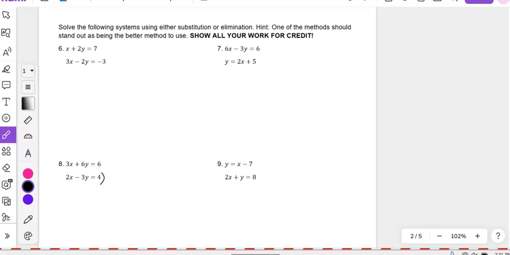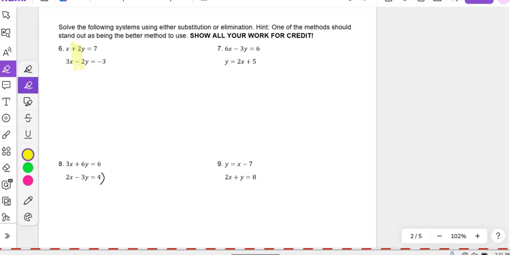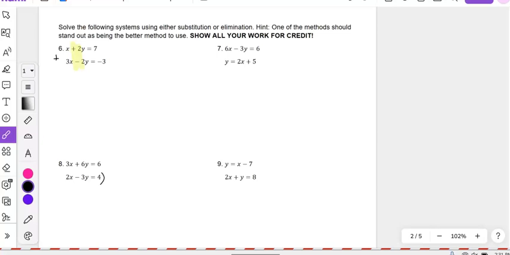So this first one is x plus 2y equals 7, 3x minus 2y equals negative 3. I'm going to look for coefficients, the numbers directly in front of the y's. I can see here that they're the same, and I can see that it's opposite signs. So then that means I'm going to add those 2 equations. So x plus 3x is 4x. 2y plus negative 2y is just 0. And then 7 plus negative 3 is 4. Solve for x, so I divide by 4. x equals 1.